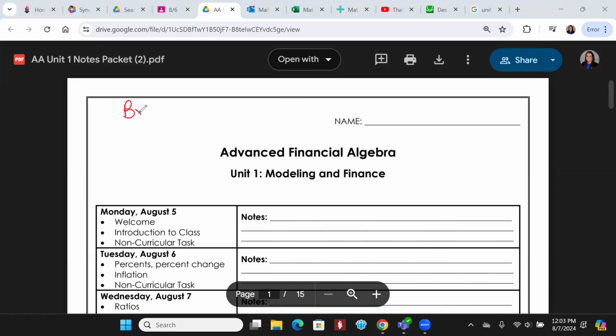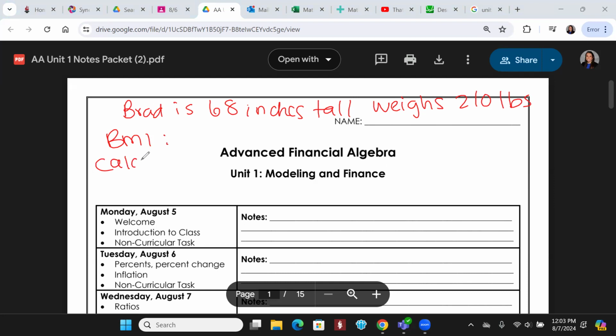So Brad is 68 inches tall and weighs 210 pounds. Calculate his BMI. All right, so on the sticky note, you're going to put your name on the back, but you're going to write out your answer on the front. Once you're done, you're going to stick it up on the board. Okay?